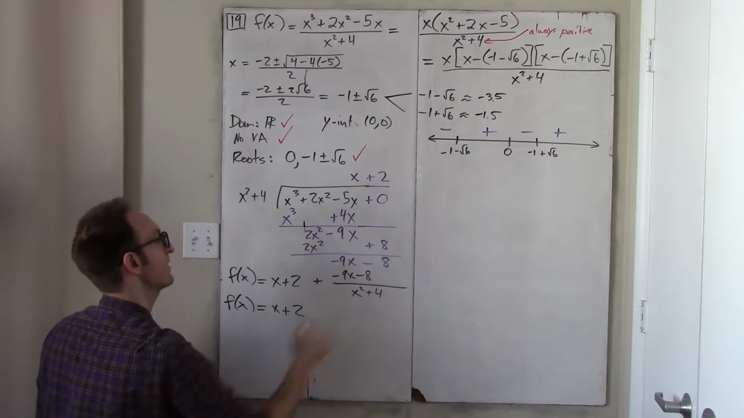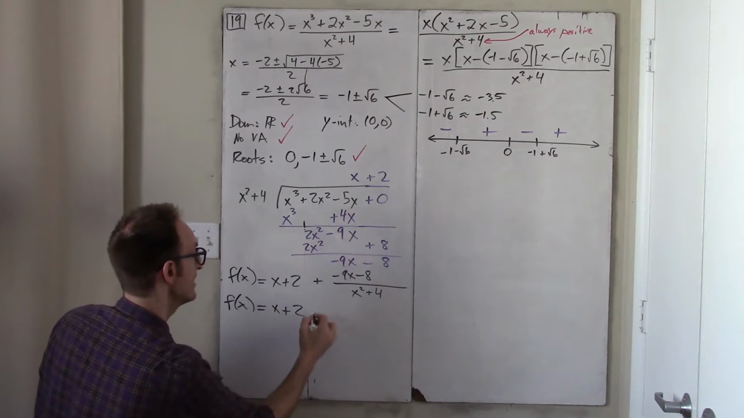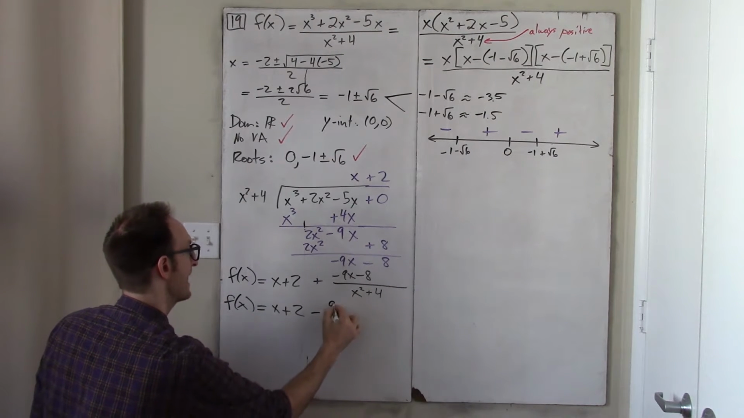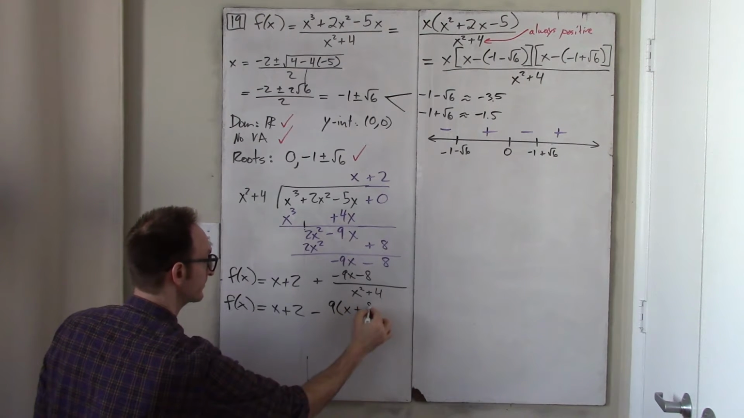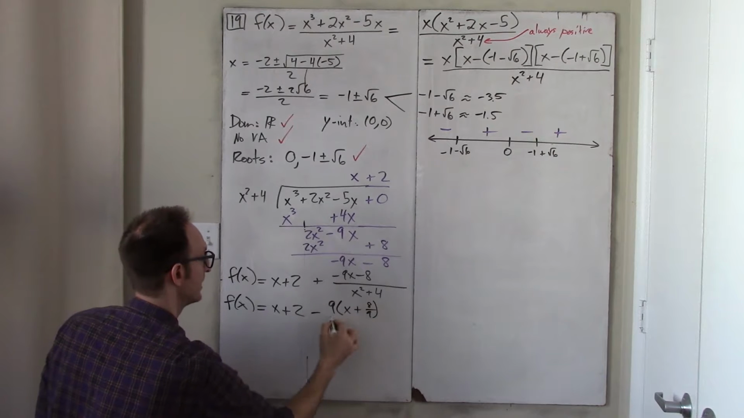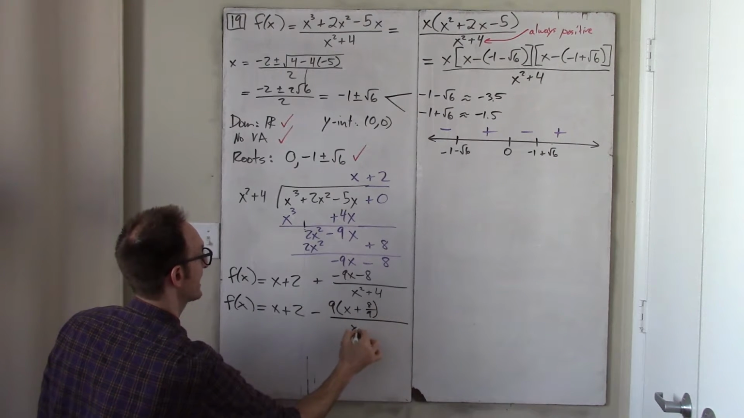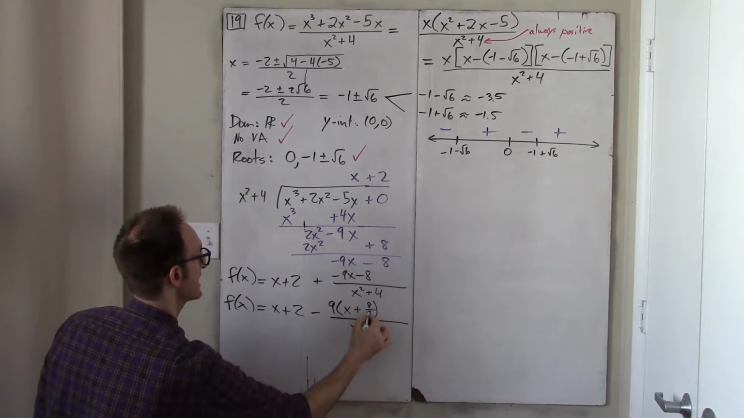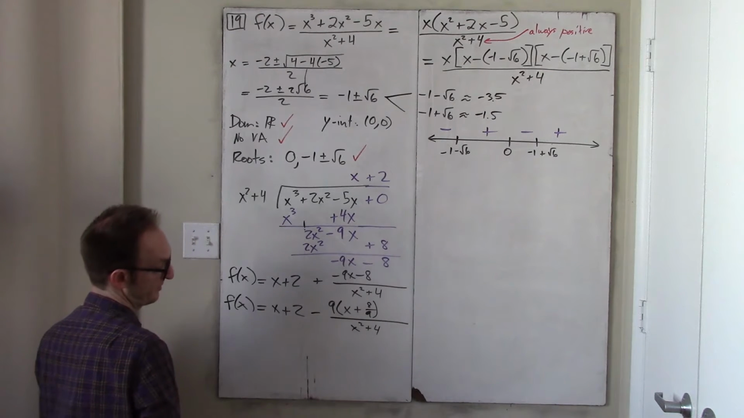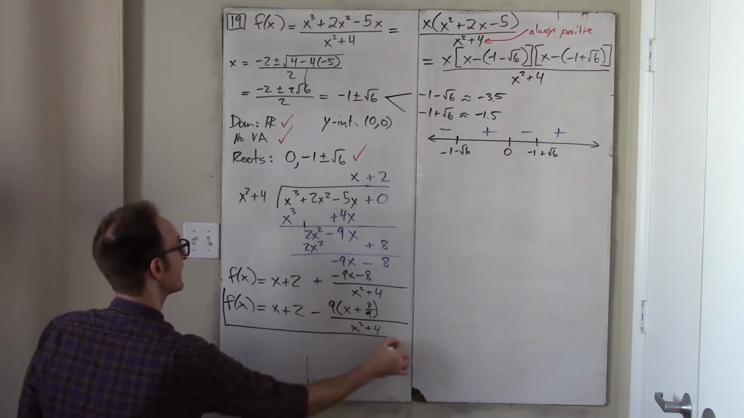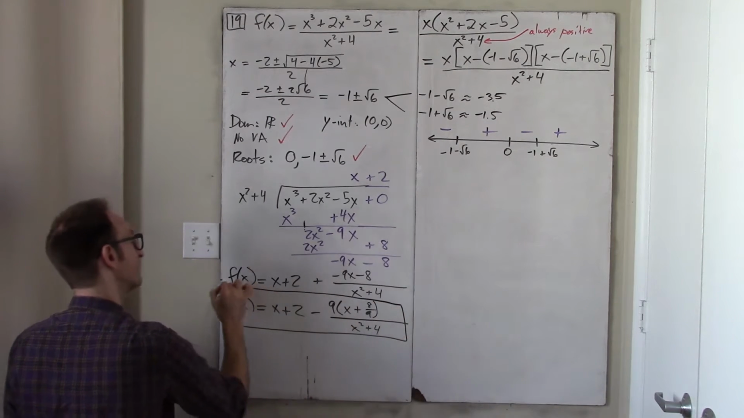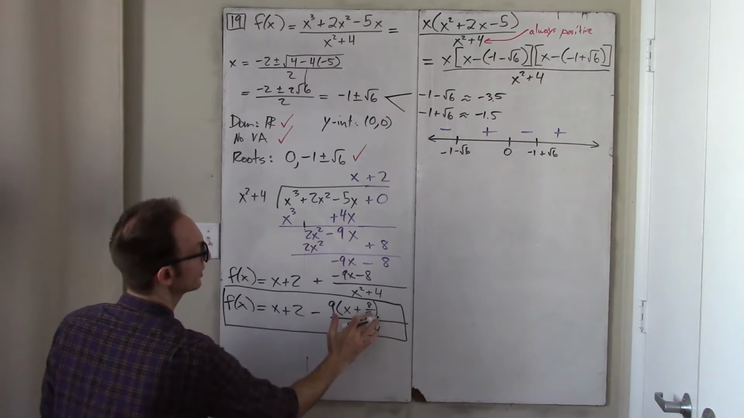Just to clarify what's going on here, I'll factor a negative 9 out of that numerator, leaving me with x plus 8/9 all over x squared plus 4. Okay, and now that's just a little bit more convenient. So this is my format to now look very carefully at this function and conclude something.